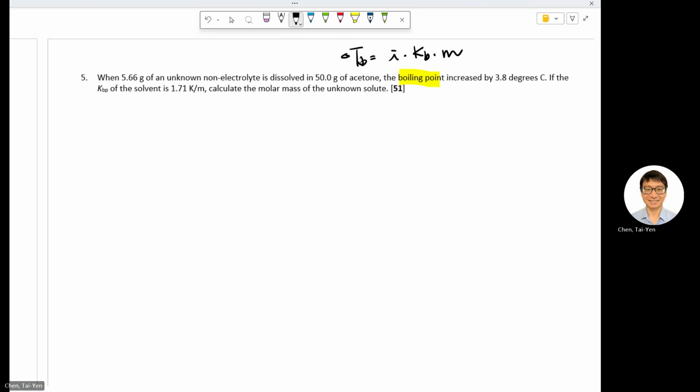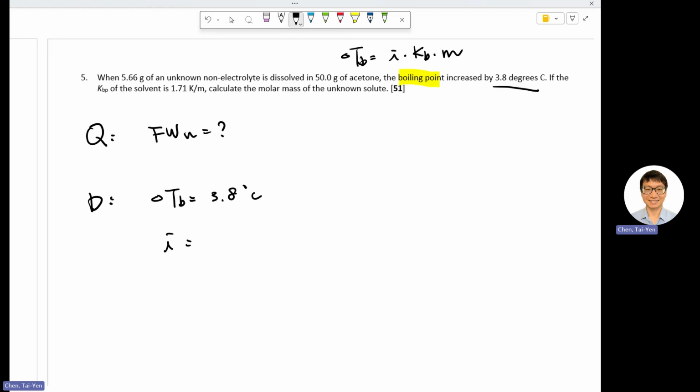Okay? So, what's the thing you want to solve? The formula weight or molar mass of your solute, right? That's the thing that you want to solve. Then start to look at the things that you have. You know your delta TB equals 3.8 degrees C, right?